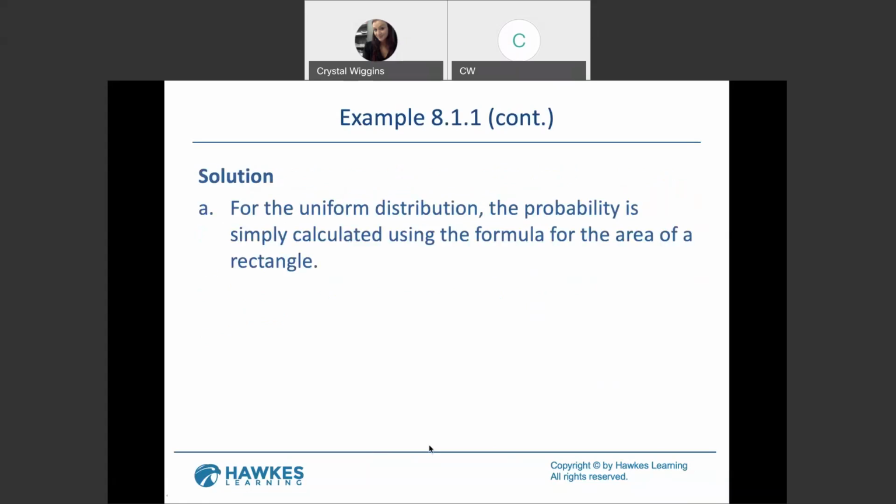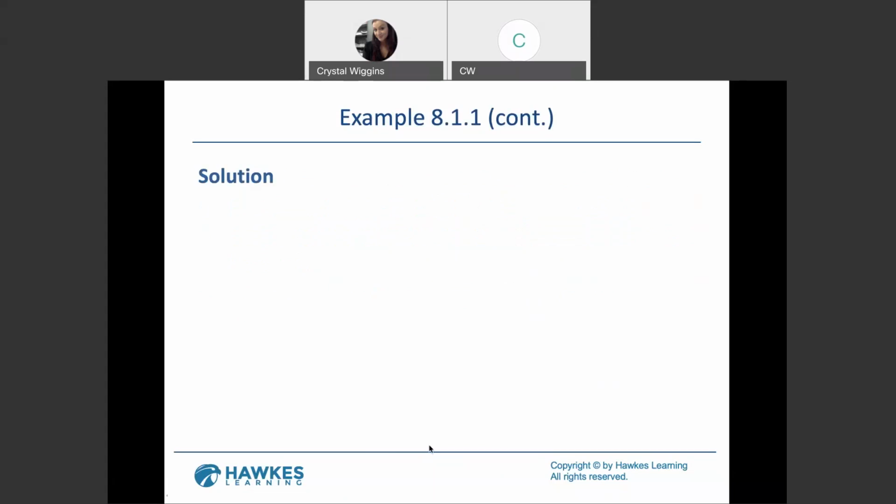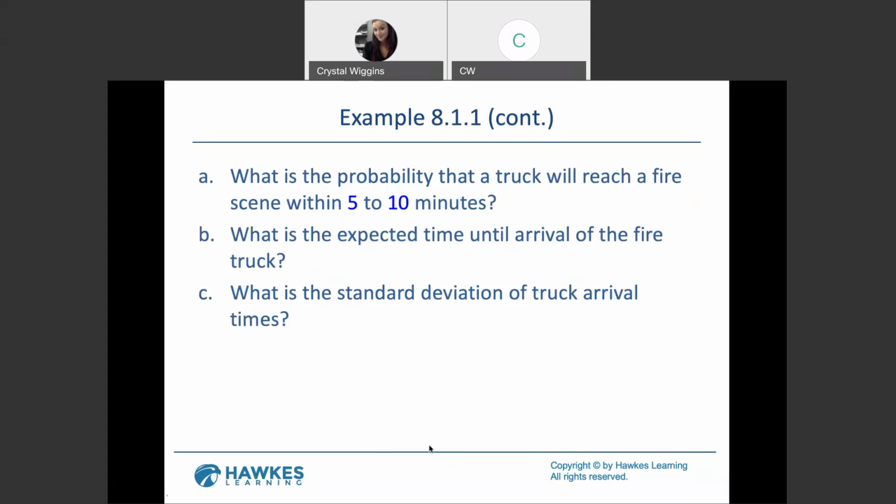So for part A, calculating the probability is simply calculating the area of the rectangle. One thing that we're going to learn is that the area under these curves is the probabilities, which is why we'll see that all the areas under the curves add to 1, just as we learned in our probability distributions, all our probabilities add to 1. So if we wanted to calculate the probability, and again, the question was for the uniform distribution: what is the probability that a truck will reach the fire scene within 5 to 10 minutes?